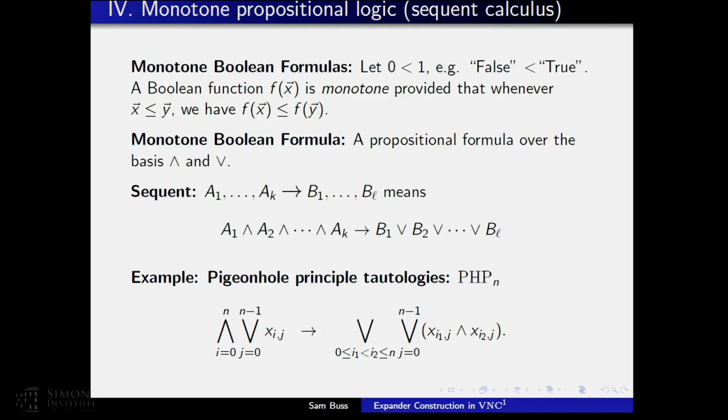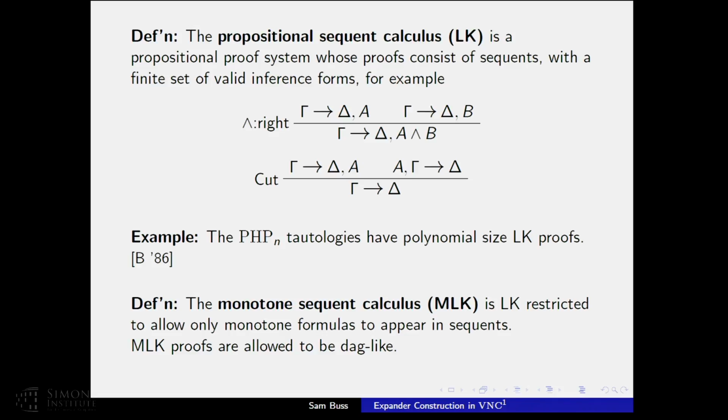Okay. Classic, well, I have to first make sense. The propositional sequent calculus works with monotone formulas. A sequent has a set of formulas implies a set of formulas. It means the conjunction of these formulas implies the disjunction of these formulas. And so the lines all have the form formulas imply formulas.